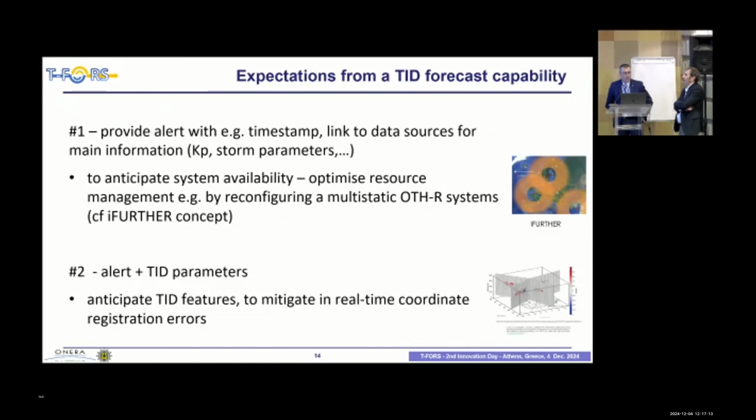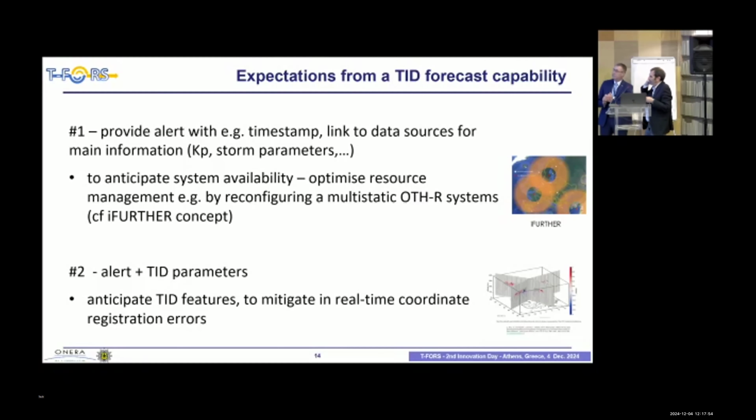Okay, so we think about the expectation from the TID forecast capability for the ONERA system and for our side for the direction finding missions. Philippe, some words from your side? Yes, from the OTHR system, as we mentioned here, the main objective is to optimize the availability of the system. So in that case, it could be only an alarm, and okay, we can cope with that.